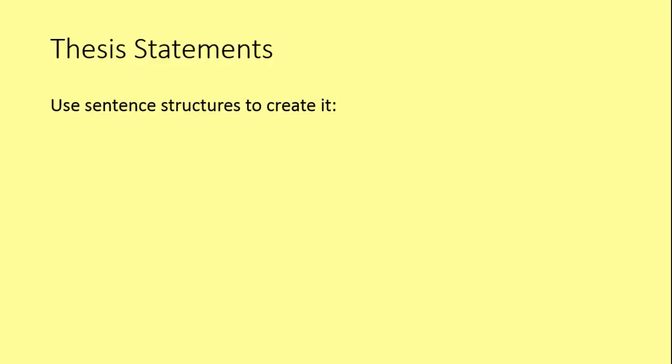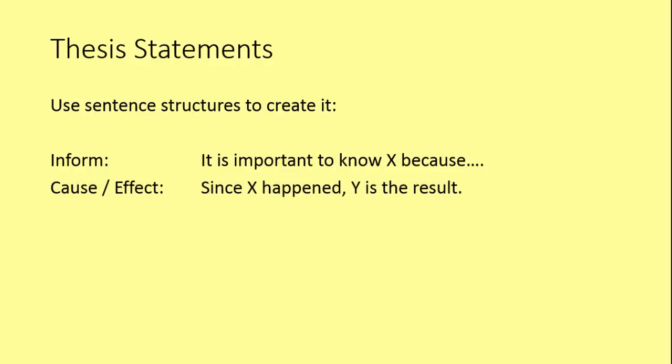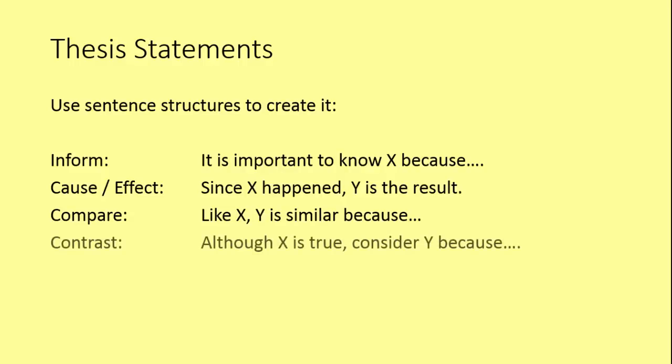The other thing to help you write thesis statements is to understand sentence structures that help create them. For an informative kind of essay, you might want to start your sentence structure off like this. For a cause and effect paper, you might want to start the sentence off with the word since or because, because it already sets up the sentence structure with a cause and effect concept. If you're comparing something, you might want to use this kind of sentence structure. If you're using contrast, you might want to use a transitional word like although or even though, because the sentence structure automatically is set up to show contrast.